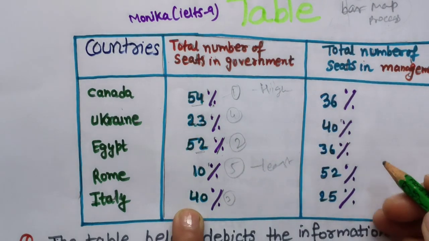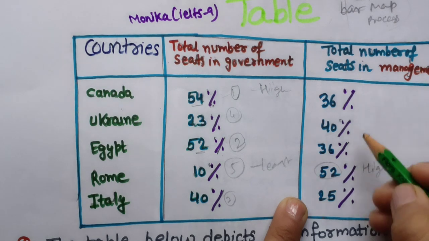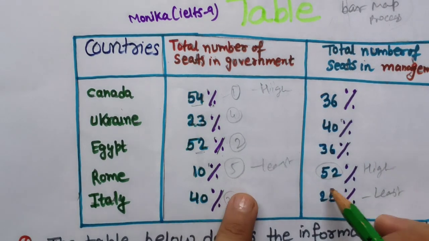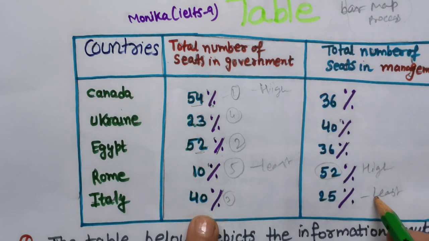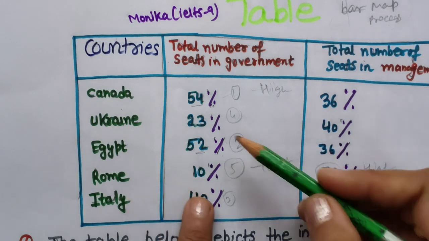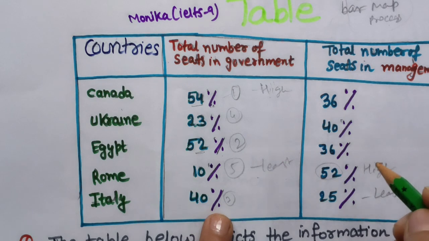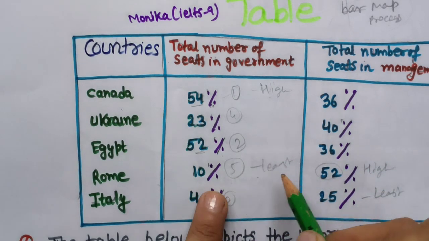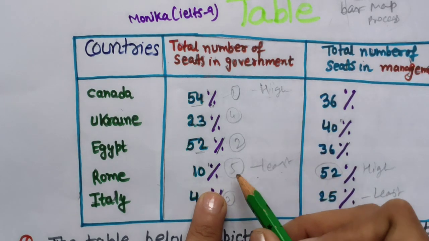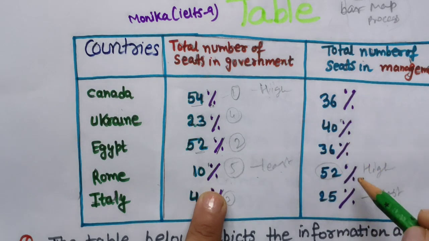Here also I can see 52%, this is the highest, and this is the least percentage. But the countries are different. See this, Italy is the least, and here number 1 is Rome, but here Canada is the highest and the least is Rome. So nothing is matching, but you can see Rome here is least and highest. It means in 2000 there is a lot of difference between women's participation in government and in management seats.